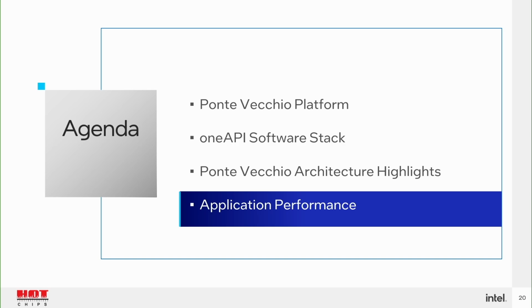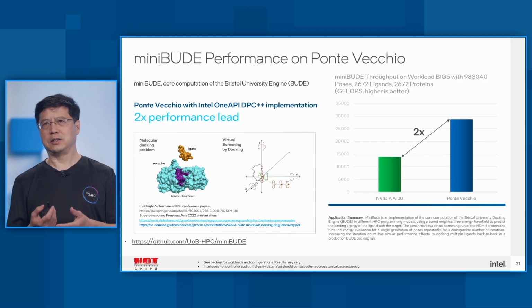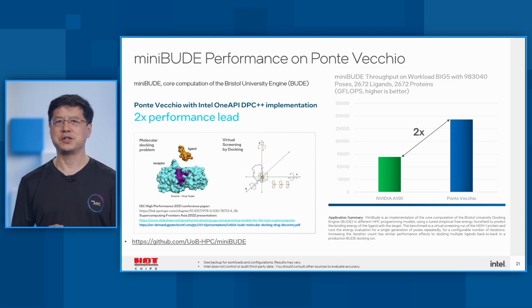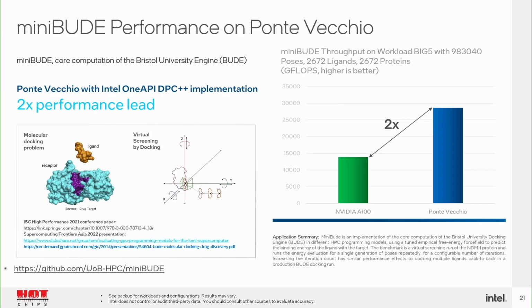Now we can see some application performance in the system. We show the application results of 3 HPC applications. Mini-build is one of the HPC applications for drug discovery. And we implement the application through Intel DPC++ oneAPI. And in this picture, you can see that compared to NVIDIA's A100, Ponte Vecchio provides a 2x performance lead.